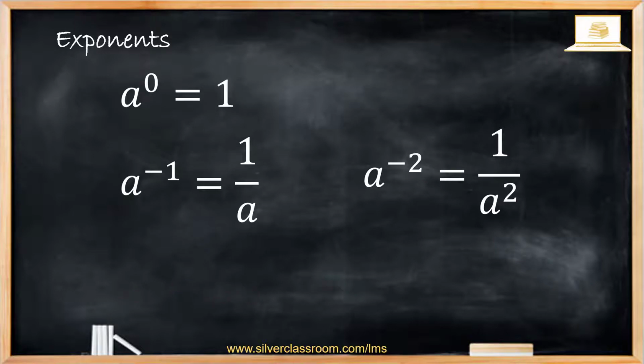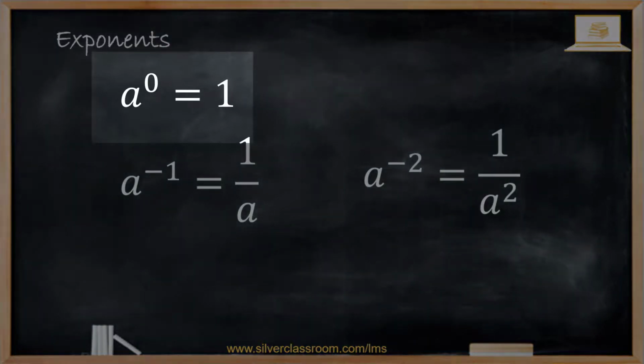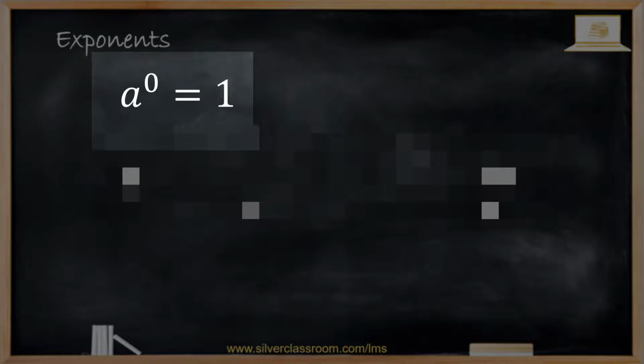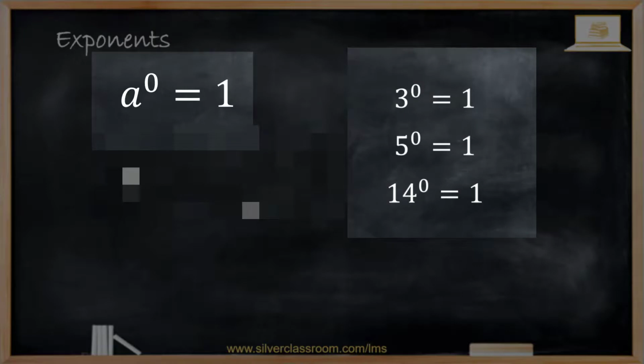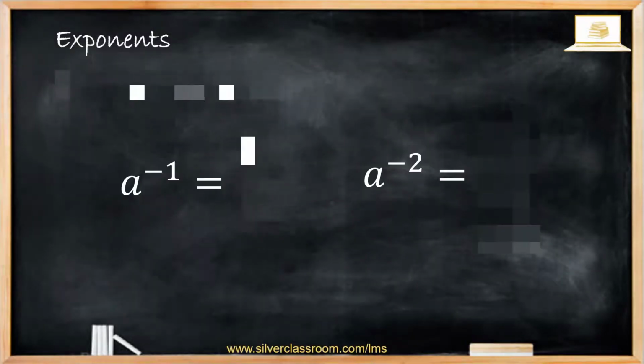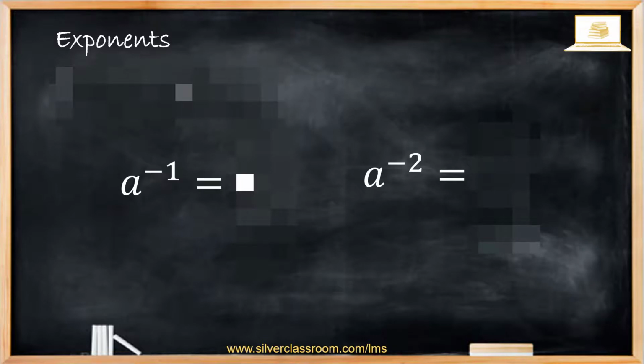Exponents can also be negative or zero. Such exponents are defined as follows. For all non-zero numbers, a to the 0 power is 1. Negative exponents. For all non-zero numbers, a to a negative exponent are solved as indicated.